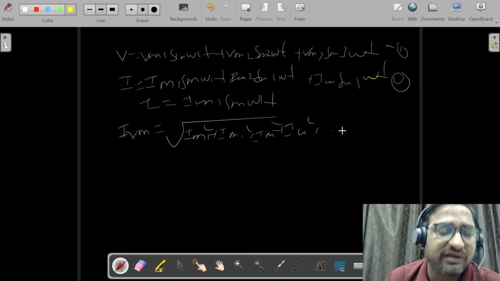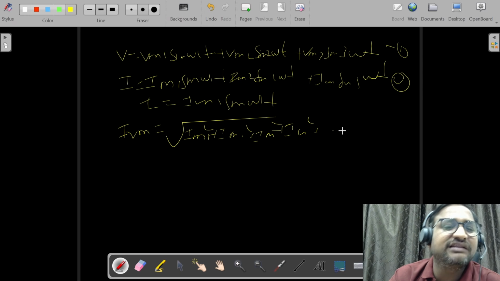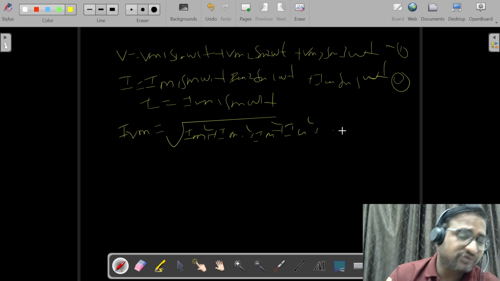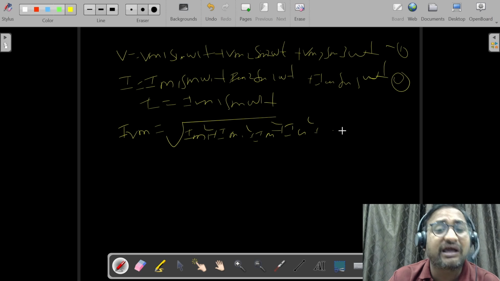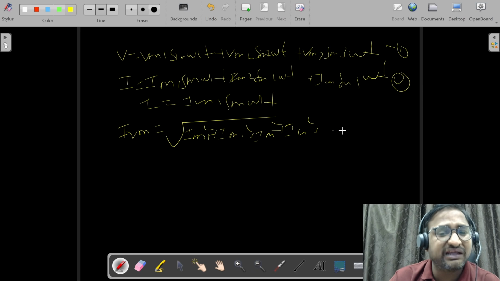If you give DC voltage to a circuit, at a certain point of time it gives some heating effect. Similarly, if you give AC current to that circuit, it will produce the same heating effect at a certain current. That current is nothing but the RMS current. If the DC current is IDC, then for the AC it will be Im by root 2. It means at Im by root 2, the heating effect will be the same. That is nothing but IRMS, the root mean square current.